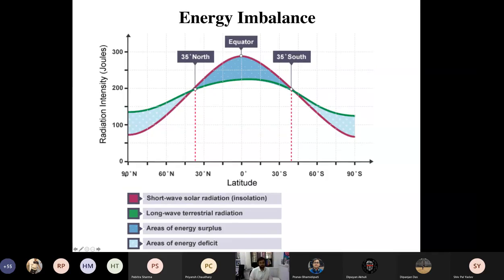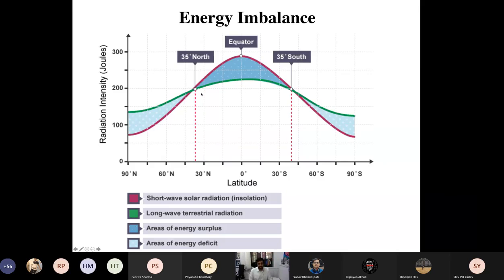We are looking at latitude going from 90 degrees north to 90 degrees south, and we are looking at radiation intensity, okay? The red line is your shortwave solar radiation, okay, insolation. The green line is your long wave terrestrial back radiation. The area in dark blue is where we have energy surplus. The area in light blue where we have energy deficit.